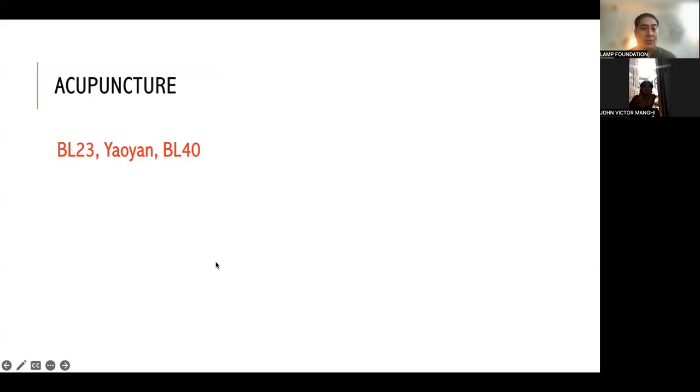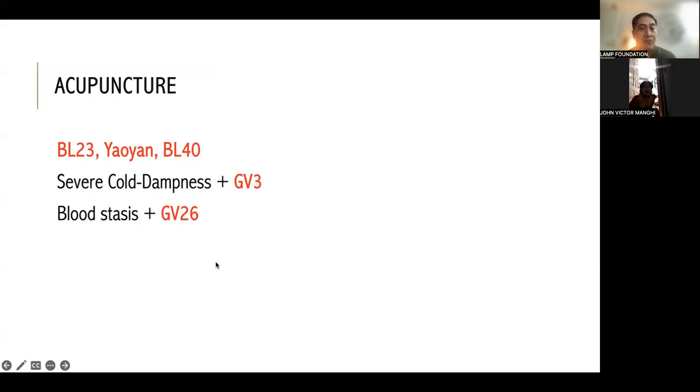So we would always consider looking at the general points. I'm talking based on experience. So we need to look into bladder 23, an extra point Yaoyan, and bladder 40. For severe cold dampness, we add DU3 or governing vessel 3. For blood stasis, we add GV26. For kidney deficiency, kidney insufficiency, we add GV4 and spleen 6.